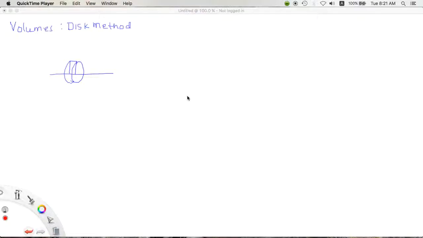Now we're going to talk about some volumes of revolution. What this means is we're going to take different functions and revolve them around the x-axis or the y-axis or some line parallel to those axes, and figure out what solid we've created and get its volume. So the first method we're going to use is called the disk method.